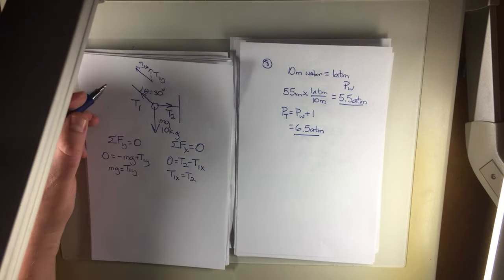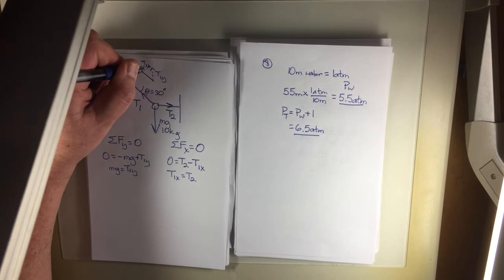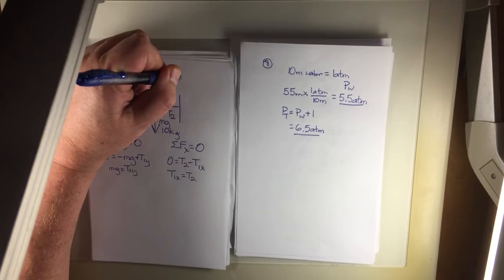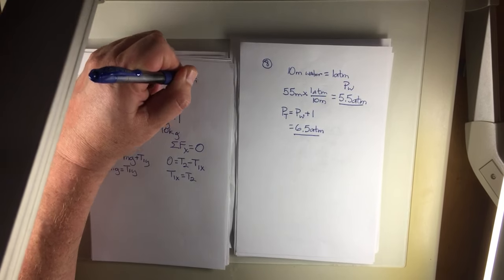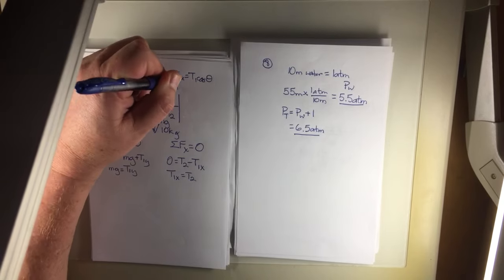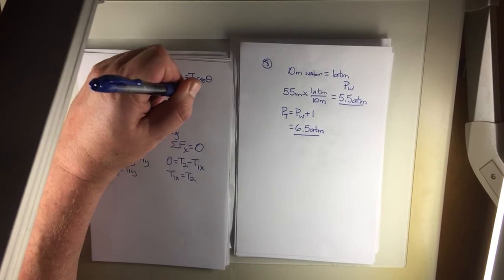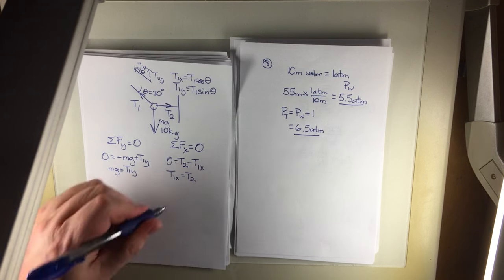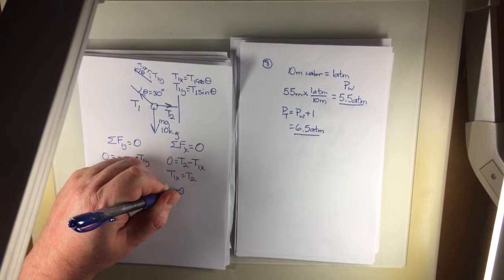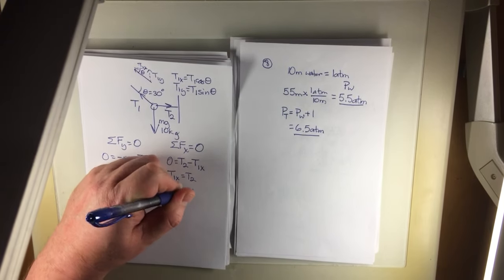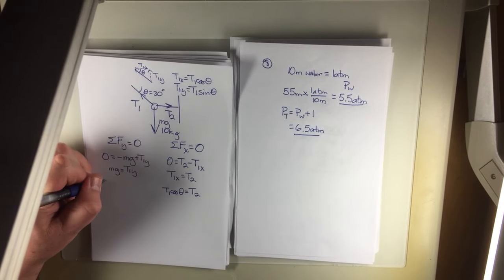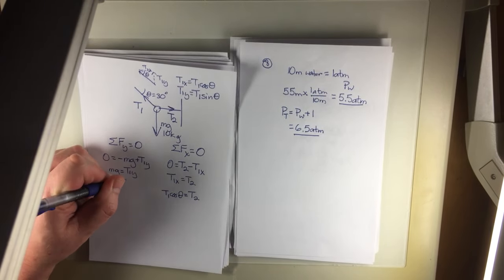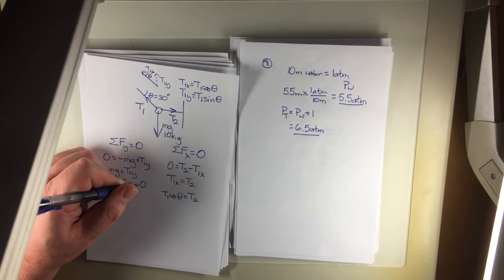Now T1x and T1y, if I know what that angle is, T1x is equal to T1 cosine theta, and T1y is equal to T1 sine theta. T1y is the opposite side of the angle. T1x is the adjacent side of the angle. So this becomes T1 cosine theta is equal to T2, and mg is equal to T1 sine theta.